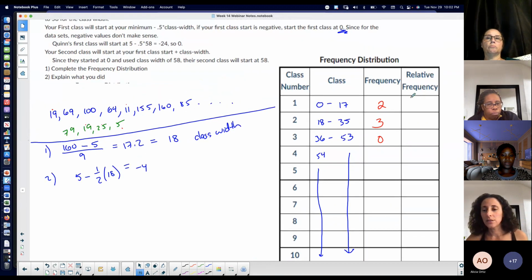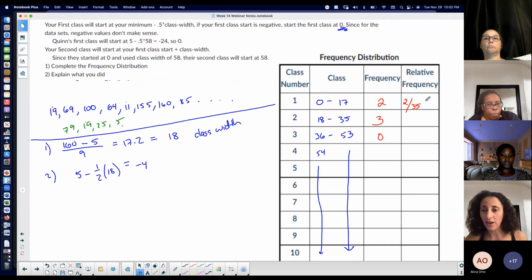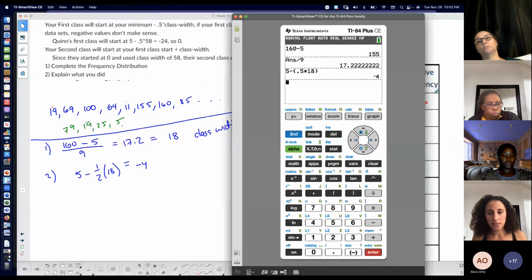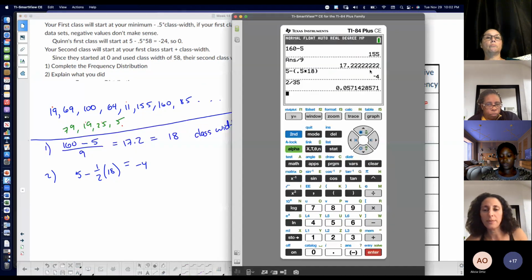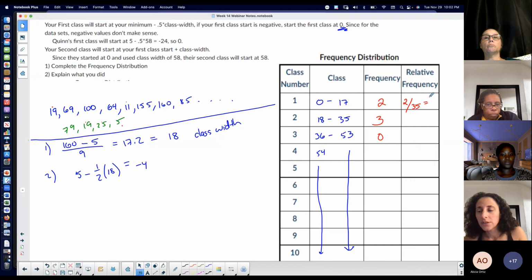Relative frequency. You take each frequency and you divide by the total, which in every case is 35. 2 out of 35, whatever that is. So let's see, how do I want to round? Probably going to go with 3 digits to the right of the decimal, 0.057. 0.057 is my first relative frequency. My second relative frequency is 3 out of 35.